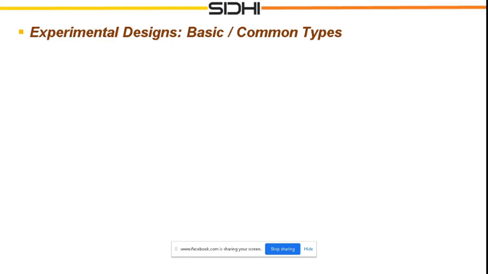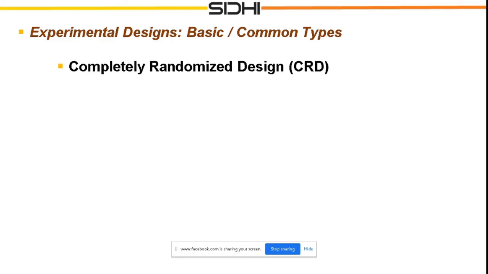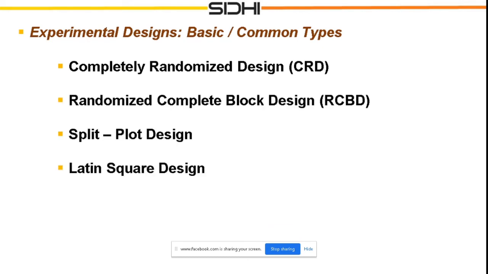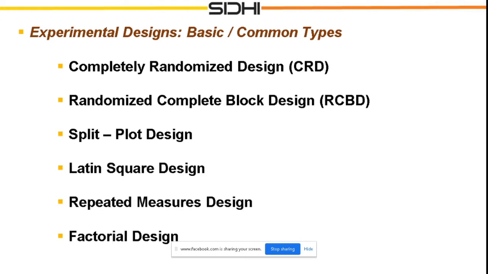Okay, now let's go to the basic and common types of your experimental design. So you have your completely randomized design, you have your randomized complete block design, split plot, Latin square, repeated measures, and factorial design. So let's talk about the 6 experimental designs one by one.